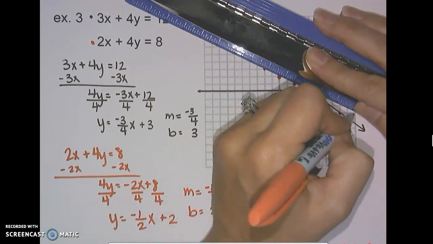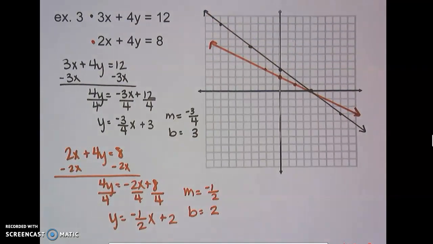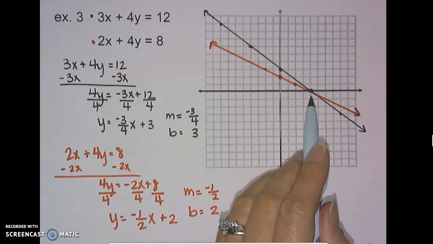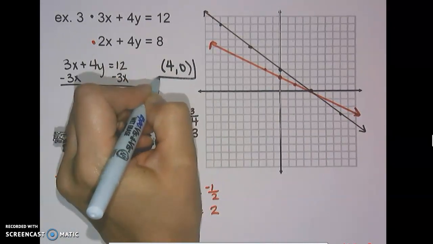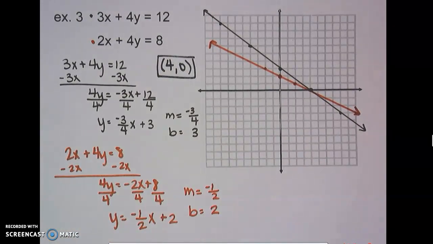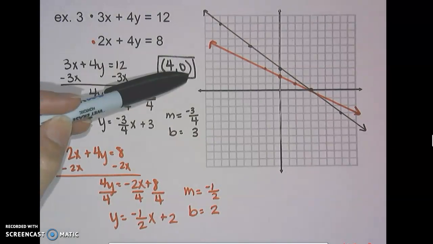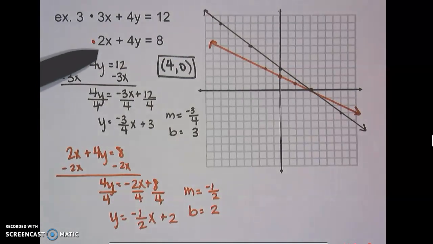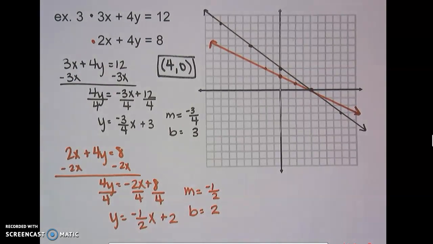So now we have these, we're going to connect them. Okay, and they are crossing at a nice easy point. That nice easy point where they're crossing, that right there, is the point 4, 0. Checking them works the exact same way as before. Plugging in the numbers, seeing if it works. So this would be 3 times 4, which is 12. 4 times 0 is 0, so that would give us 12. And 2 times 4 is 8. 4 times 0 is 0. That would also give us 8 when you add those two things together.